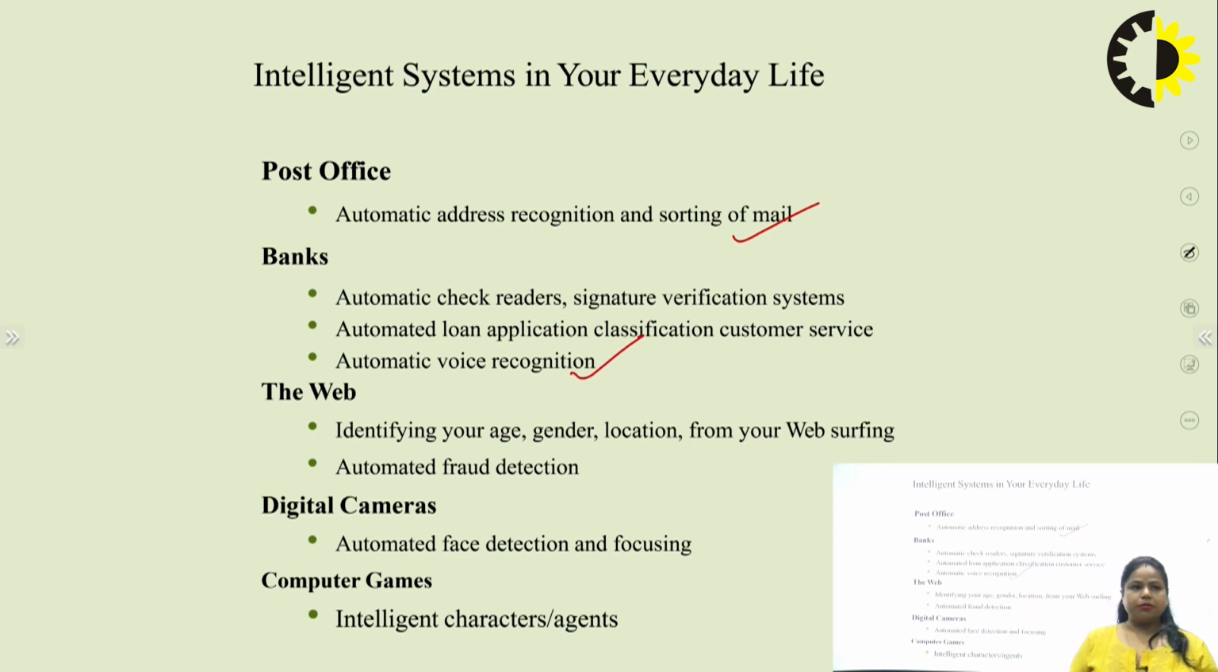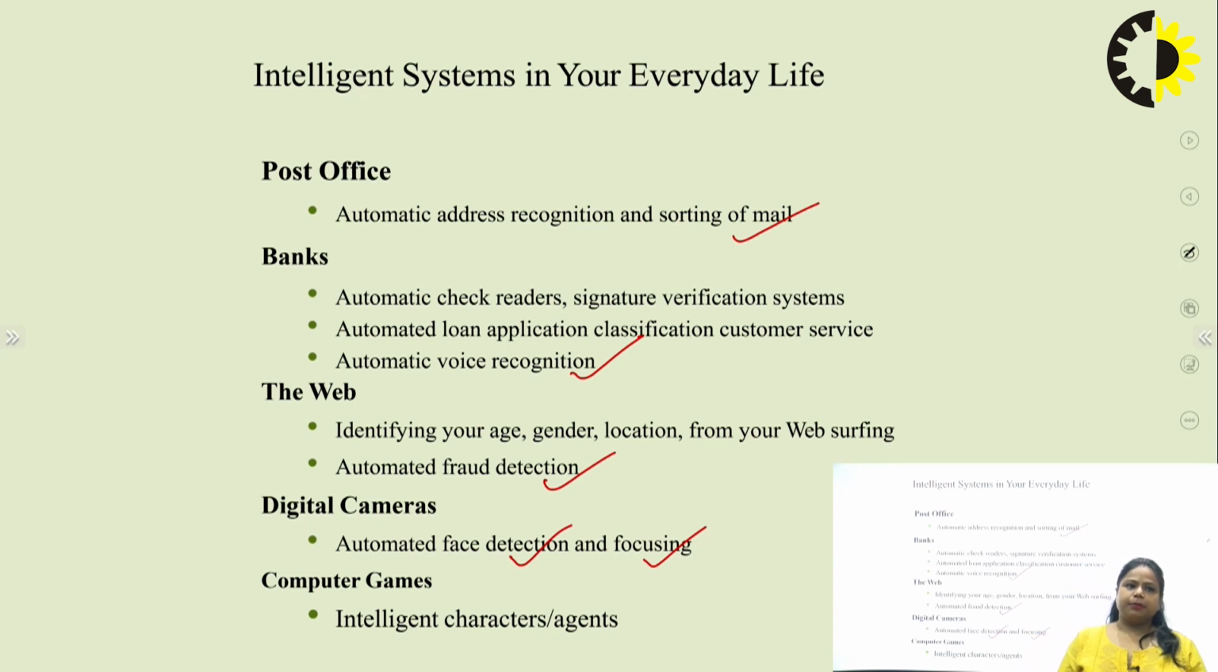If I'm talking about the web, whenever we are web surfing, systems are generally used to identify gender, age, and location automatically. Simultaneously, they also do automatic fraud detection. There are also digital cameras among the intelligent systems, which can easily do face detection and focus better.